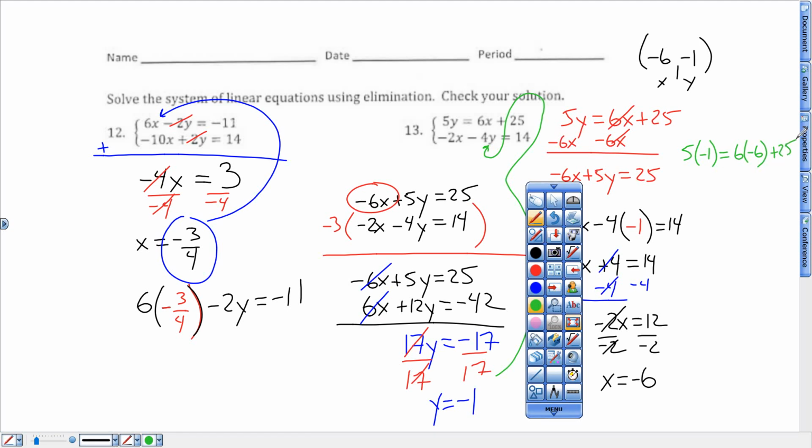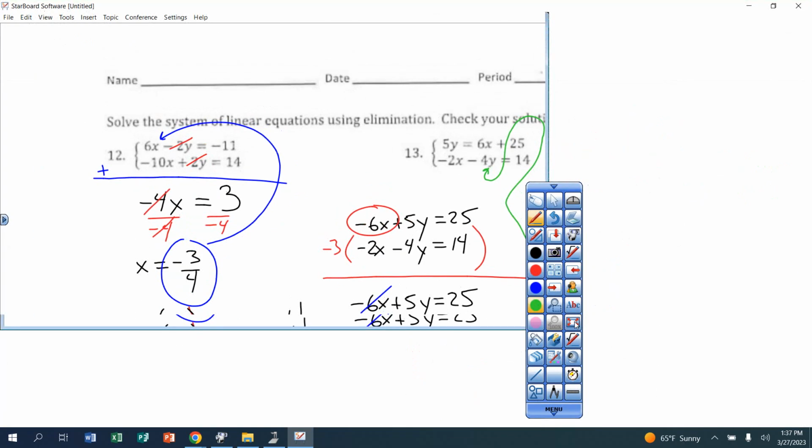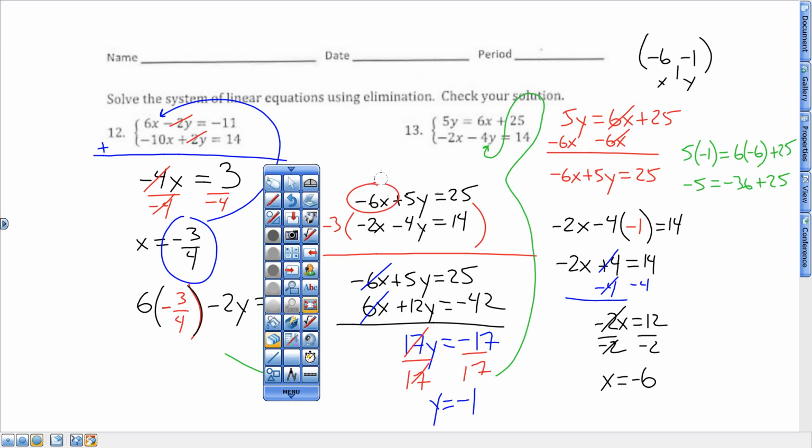That gives me negative 5. Is that equal to negative 36 plus 25? Let me see. Nope, so something is wrong. Let's check my work on that one. All right, there's my arithmetic mistake right there. Looks like that should have been 10 right here. So divide by negative 2 gives me negative 5. There it is.